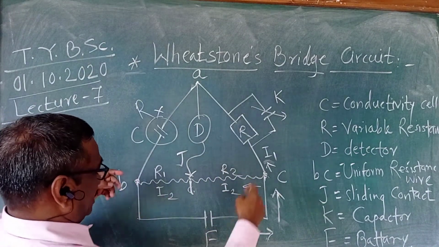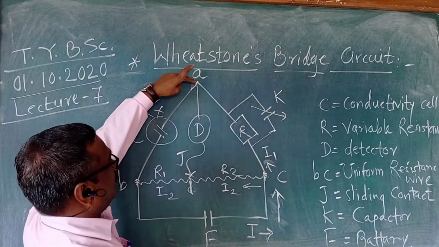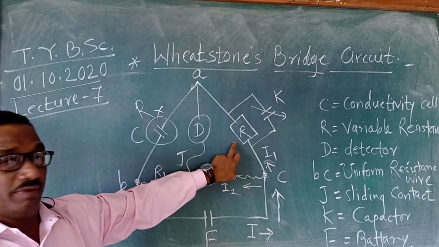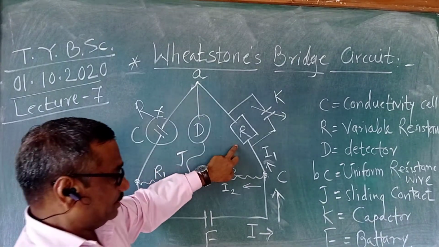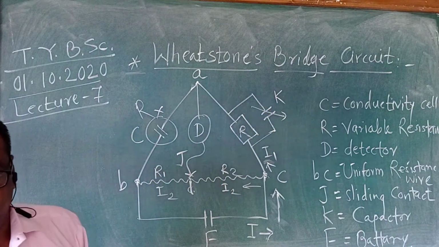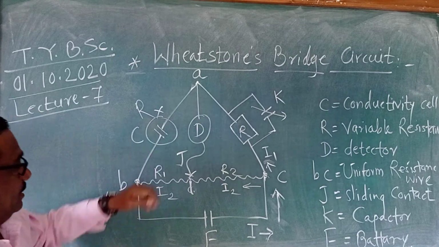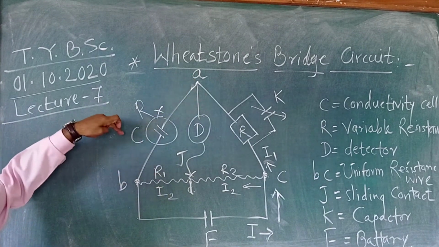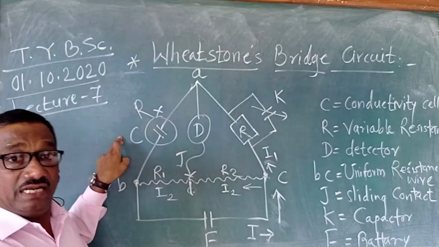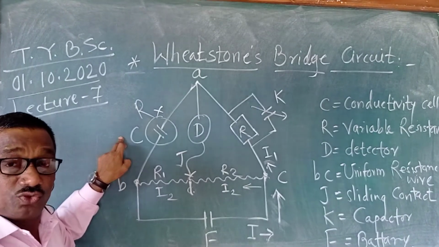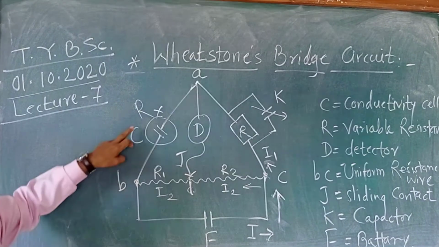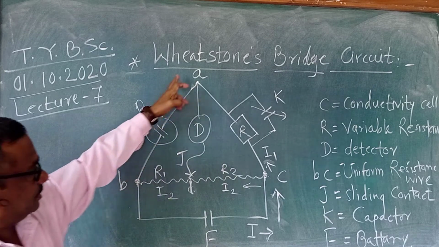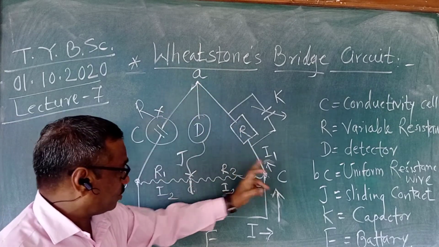Now, this is connected at A. Now, A to C, there is a variable resistance R and a capacitor K. Variable resistance R and capacitor K. Now, here A to B is connected with the conductivity cell, meaning the unknown solution where the conductivity cell is dipped, therefore it is written as Rx. So this is the unknown resistance, and this is the known resistance.